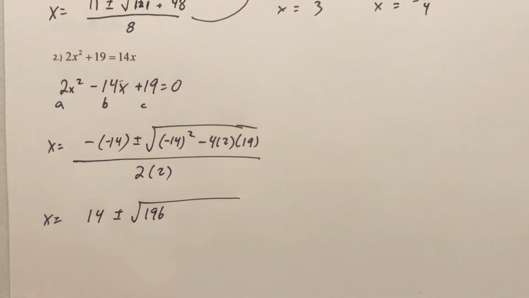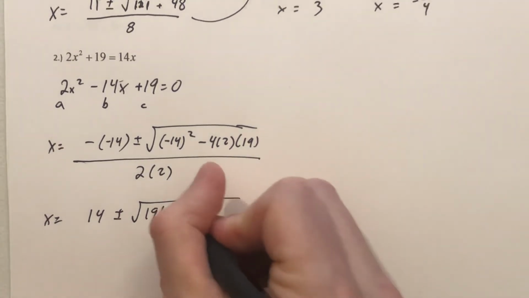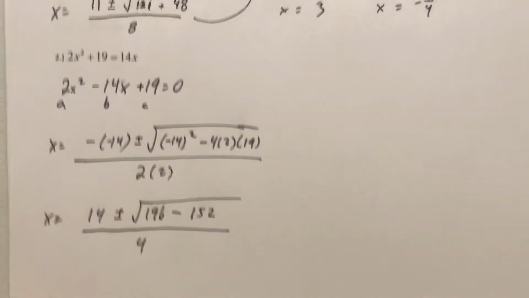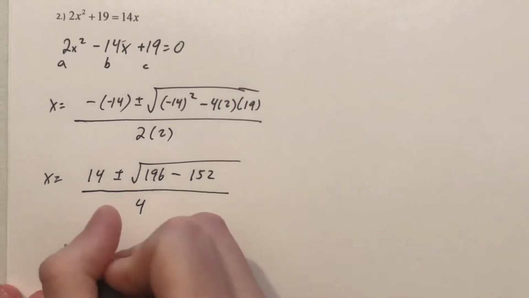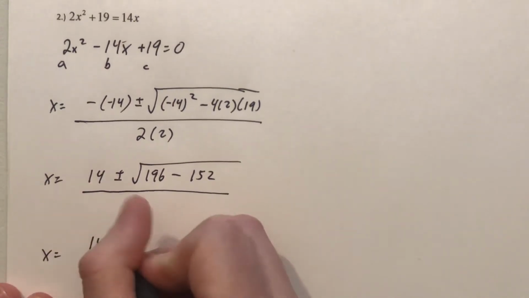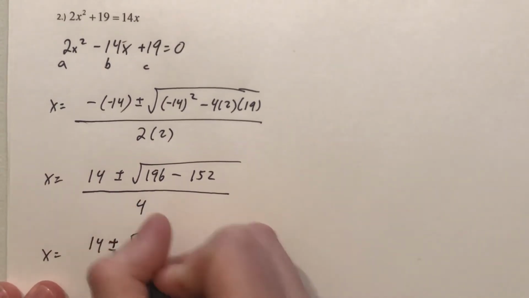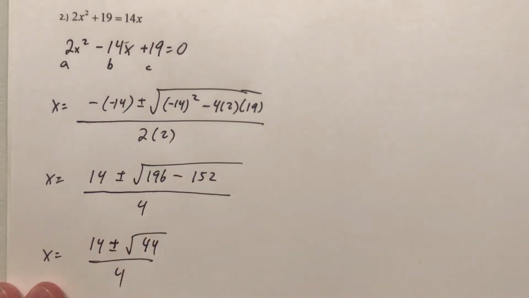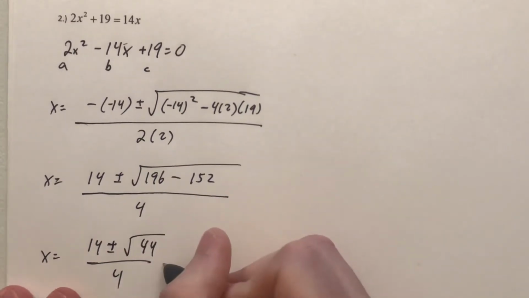$196, and then 4 times 2 times 19. So that'll be a minus 152 all over 4. Doing some more simplifying, that'll be plus or minus the square root of, we'll get a 44 there after we reduce, after we try to simplify.